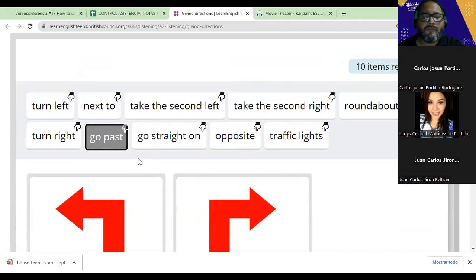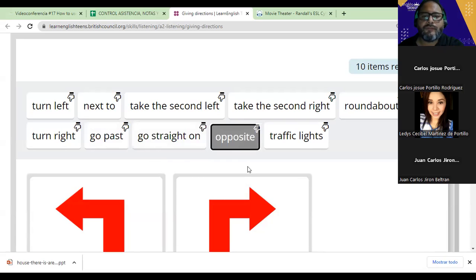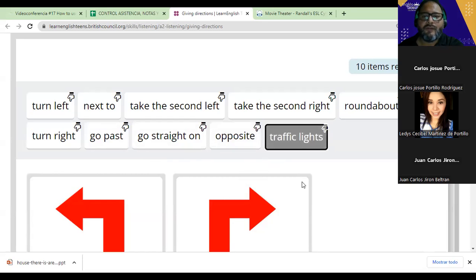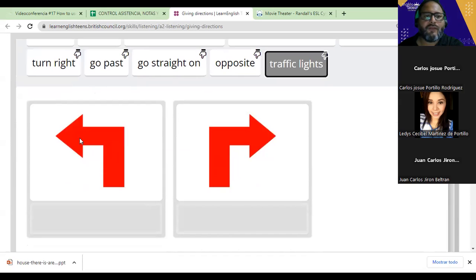Right. Go past. Go straight on. Opposite. That's the opposite, right? Traffic lights. Okay, now if you see this image, what is the vocabulary that belongs to this?